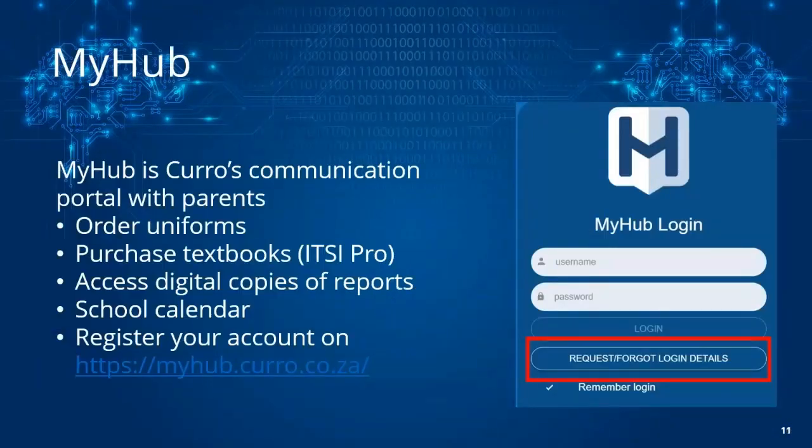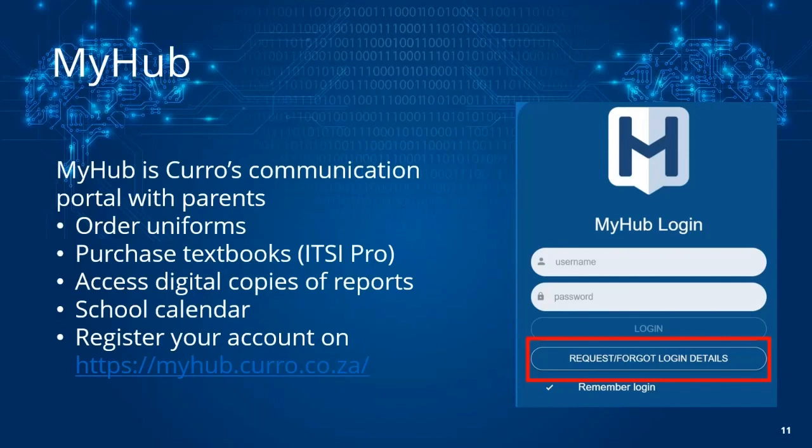Okay, and then for you as parents, we have a unique to Curro application called MyHub, and this is our communication portal with parents. So from this portal, you can order uniforms, you can purchase textbooks if your school uses ITSI Pro. So if you're not sure about that, you can just contact your school. You can access digital copies of all your learners' reports. So of previous reports, I'm speaking about academic reports, they are available there. Some schools, depending on the school, use the school calendar, which is accessible here. So it's a digital version of your calendar.